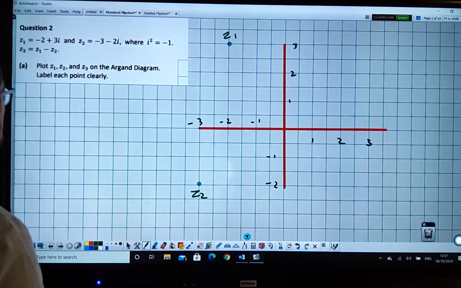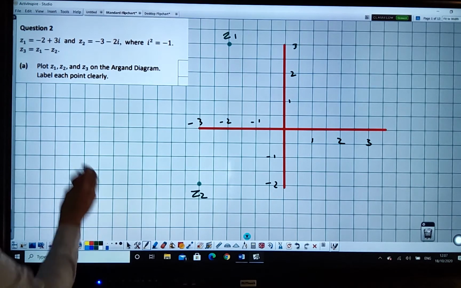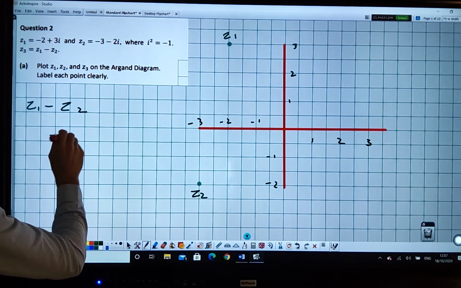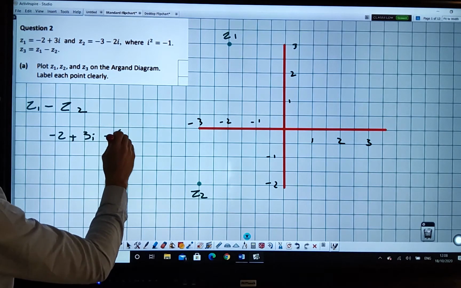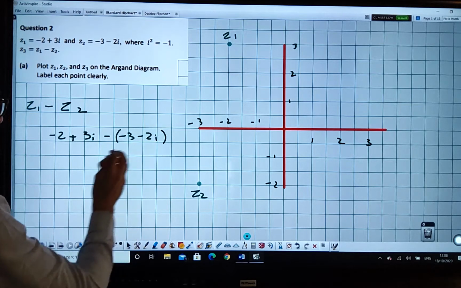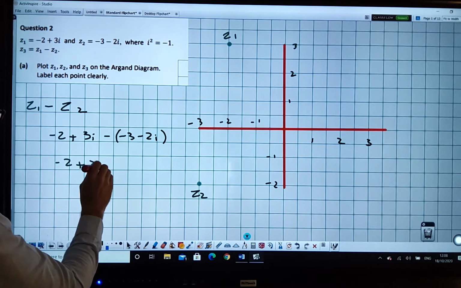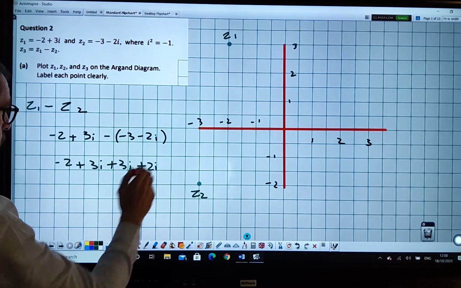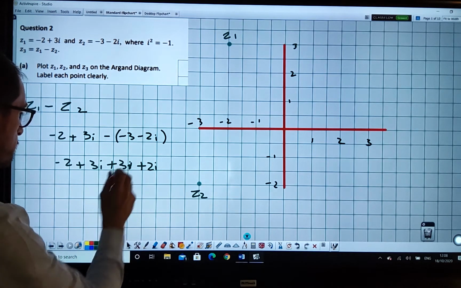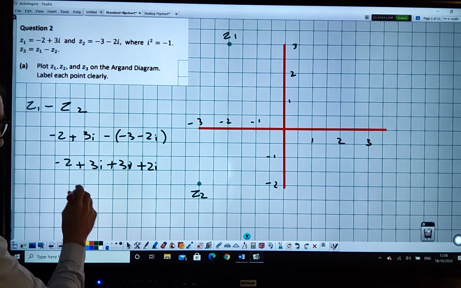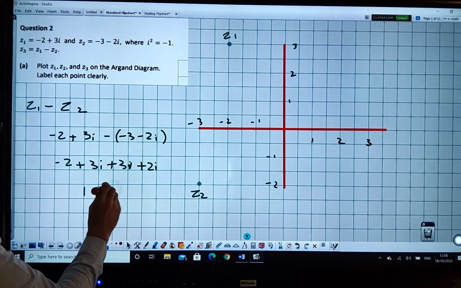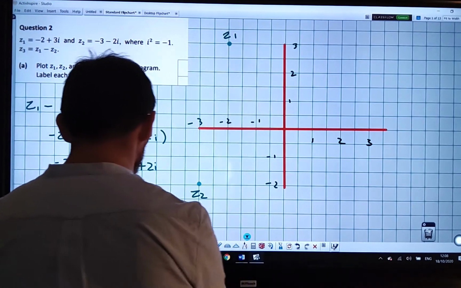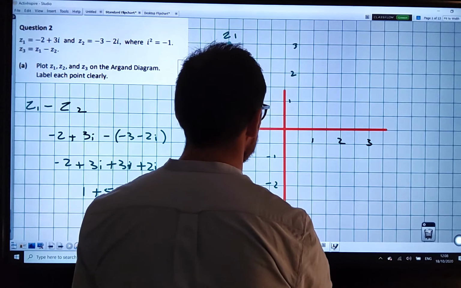Now, it also says that Z3 is Z1 minus Z2. So Z1 minus Z2 is equal to minus 2 plus 3i minus, minus 3 minus 2i. So it's minus 2 plus 3i plus 3 plus 2i. Okay, sorry, that's plus 3. So that's minus 2 plus 3, which is 1 plus 5i. And 1 plus 5i, I'm actually going to have to rearrange this slightly, just to make sure it all fits.